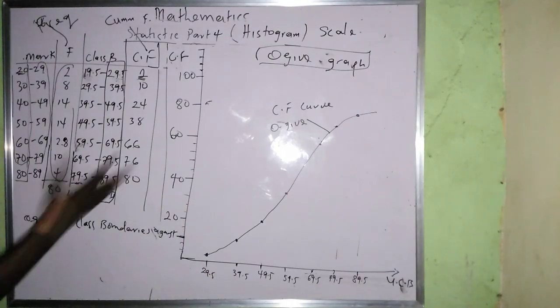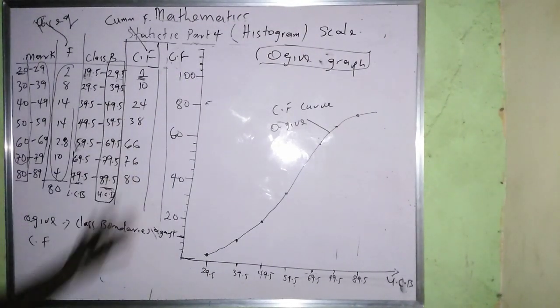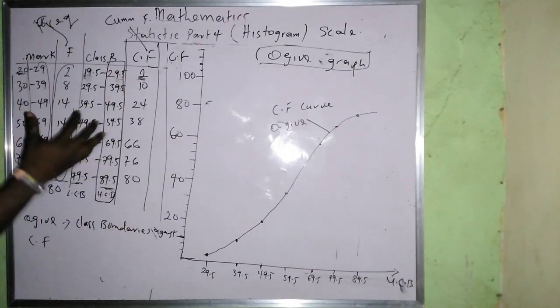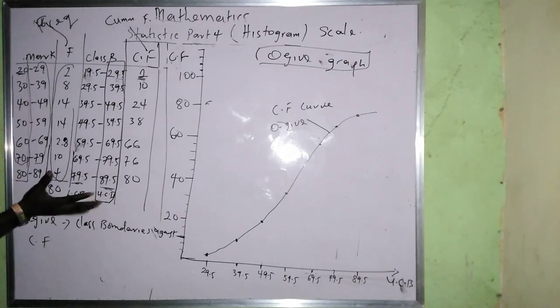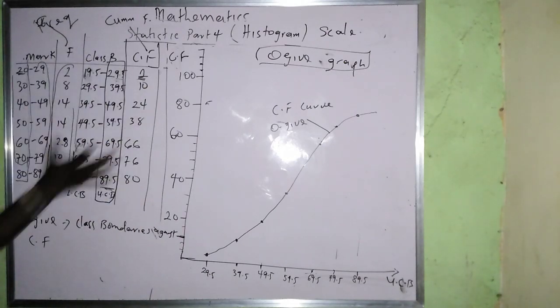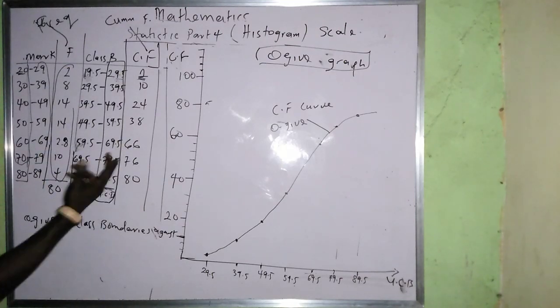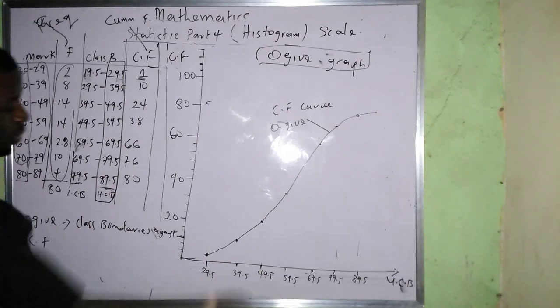Now, the histogram and OGIF, because both of them make use of class boundary, that is why I did not rub this particular table, and I use the upper boundary to achieve my OGIF.